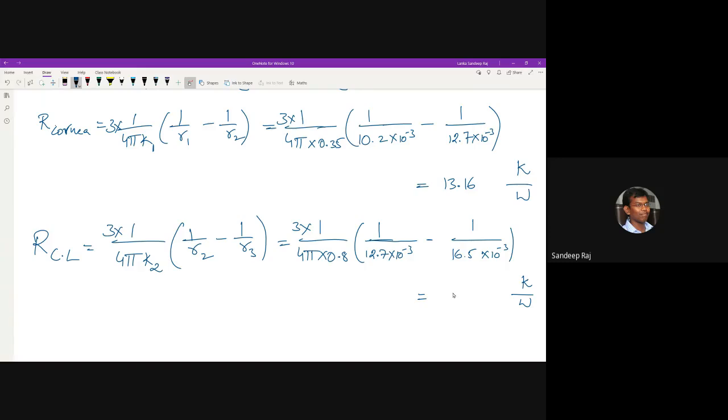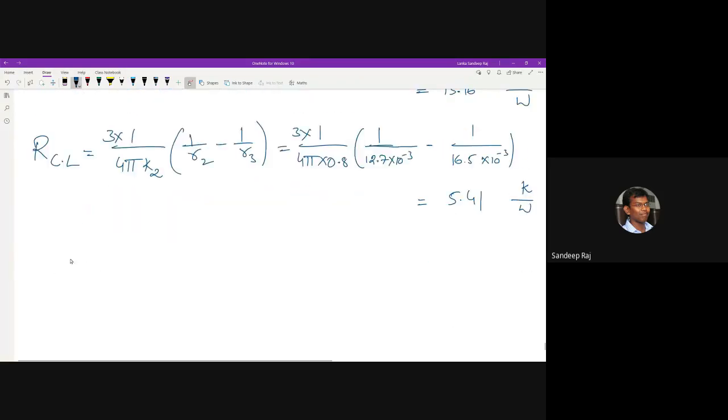Our contact lens value is 5.41 Kelvin per watt. So these are the resistance values that you have got. And for this, you will get the Q value also. So the Q value is delta T by R total. And delta T now will be the 37 that is prevailing within the eye.